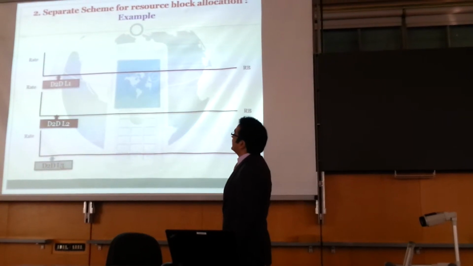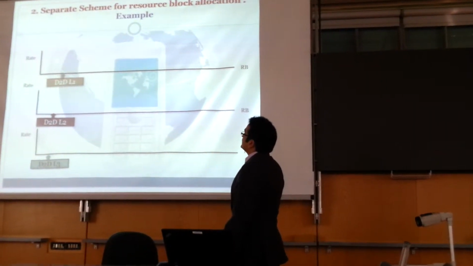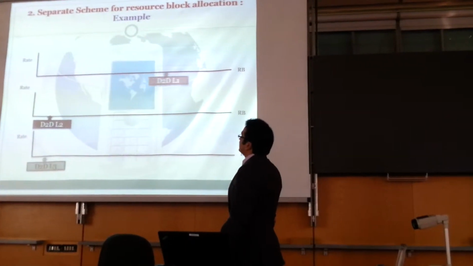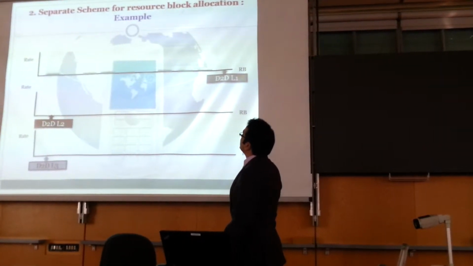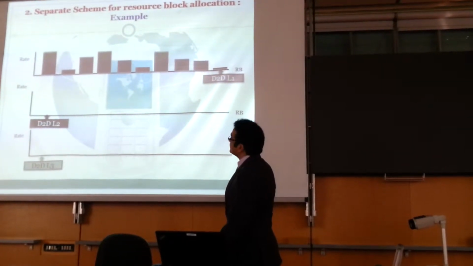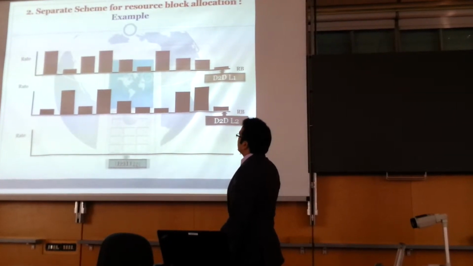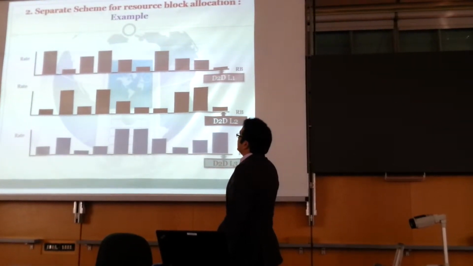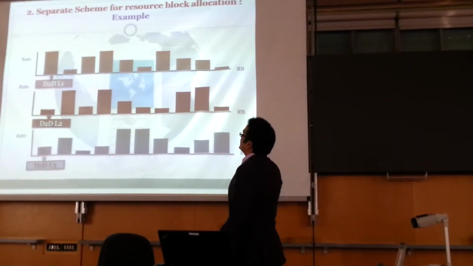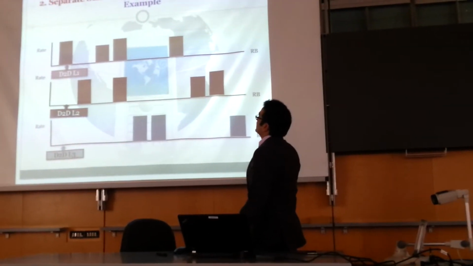Here you can further see an example. D2D link 1 will scan the entire resource block for all the iterations, and we will get the rate contribution somehow like this. Likewise for D2D link 2, it will scan the entire resource block, and we will get the rate contribution like this. Now we will just finish, so just eliminate the low rate contribution blocks because they are not required anymore.